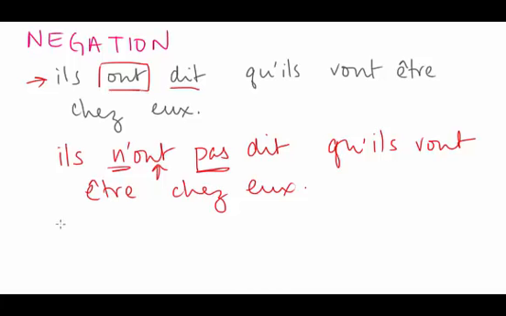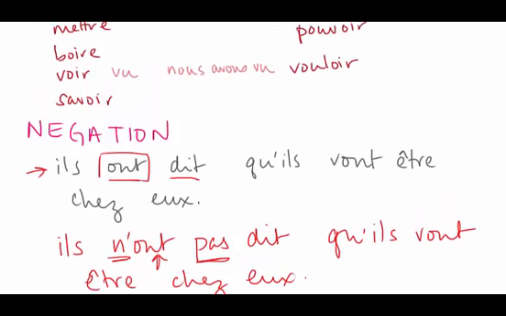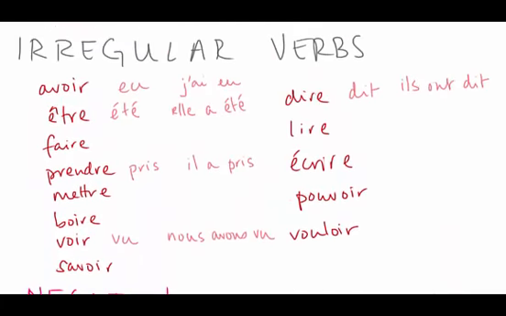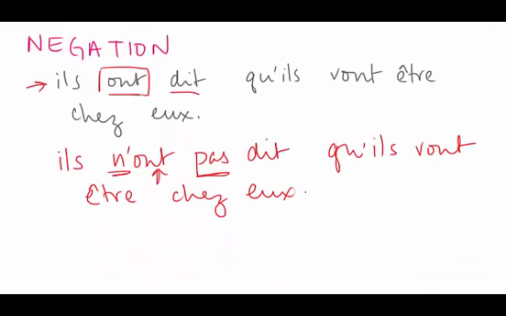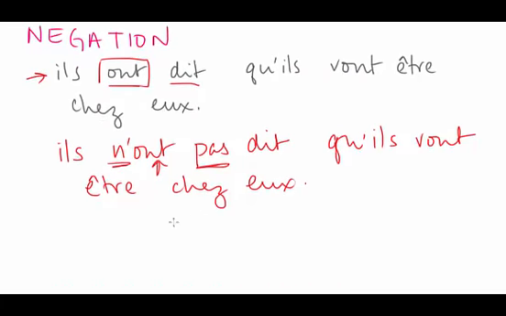Okay, so if I wanted to say, I don't know, let's look at some more of these irregular ones. He could not go out yesterday. So we're looking at the verb pouvoir then, which is to be able to. So he could not go out. Well, if we were saying he could go out, then that would be il a pu sortir. He was able to go out.